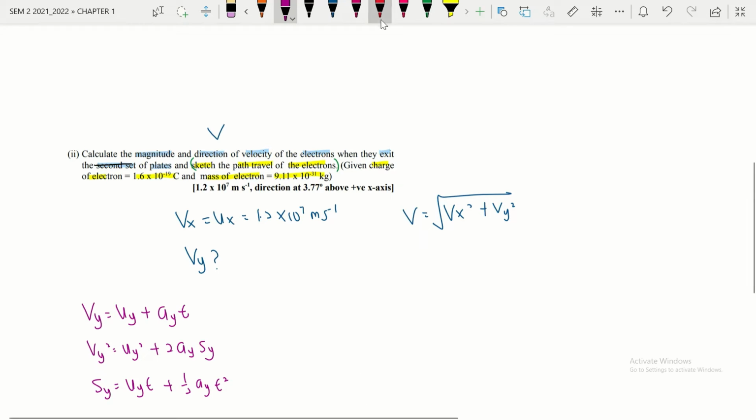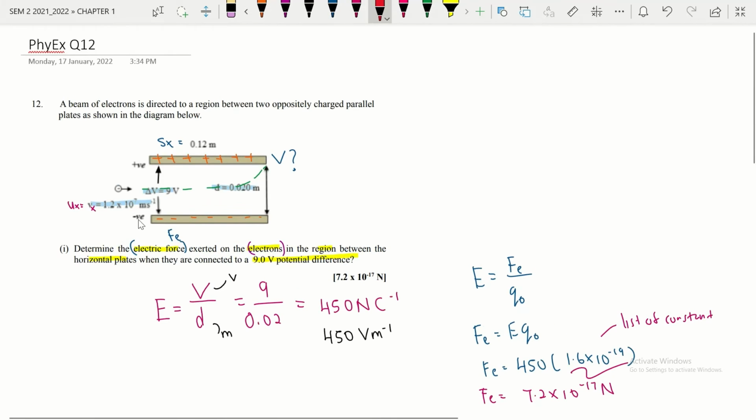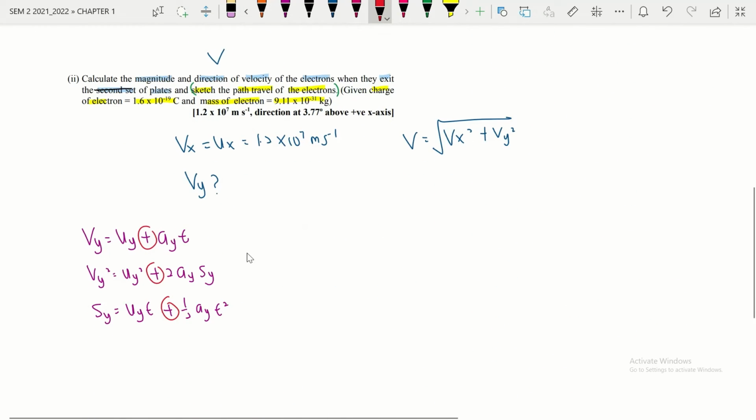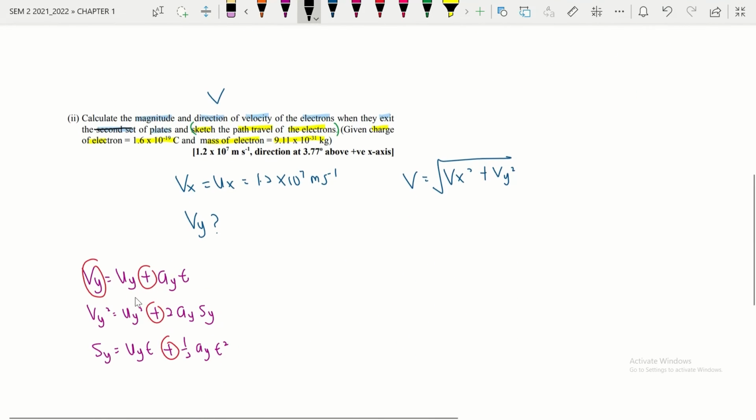Sekarang kenapa Miss guna positif? Okay, Miss guna positif sebab sekarang motion dia ke atas kan. So dia adalah positif. If dia attracted to negative plate, so kalau dia ke bawah motionnya baru dia akan jadi negatif. So now it is positive. So Miss nak cari Vy, misi utama. My mission is to find Vy. Uy Miss berapa? Dia adalah initial velocity in Y component.